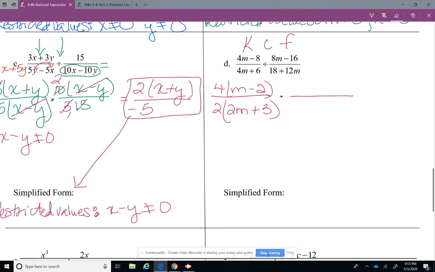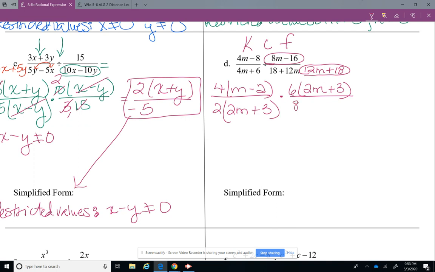So I am going to go ahead and make this 12m plus 18. I'm going to take that and put it in the numerator. But what does 12m and 18 have in common? I believe we can pull out a 6. So 6 times 2m plus 3. And then we're going to take this and put it in the denominator, but we're going to pull out an 8. So we have 8 times m minus 2.